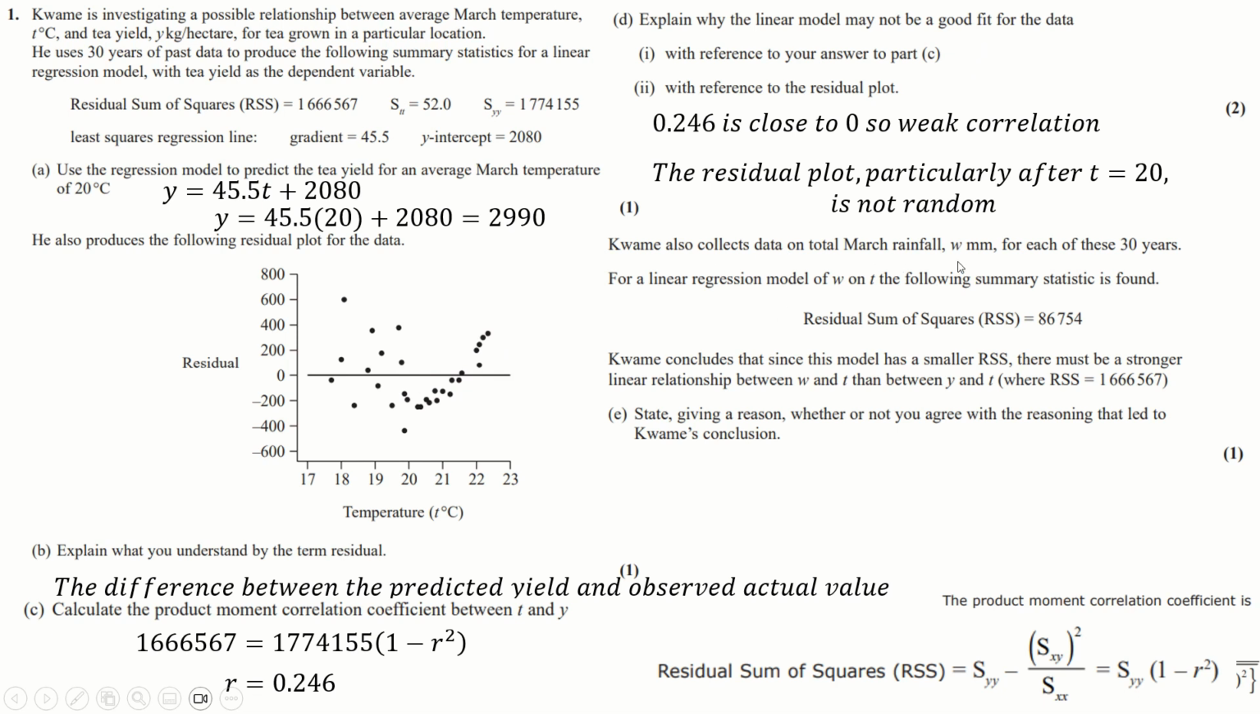Good. So this person collects some rainfall data, which is different to what was going on up here, notice, and comes up with this, and concludes that because this residual sum of squares is smaller, his relationship is better, a stronger relationship. That seems quite logical because the residual sum of squares is the difference between the predicted value and the actual value, which you square. So the larger the difference, the bigger the sum of squares will be. Except that's only in theory, right?